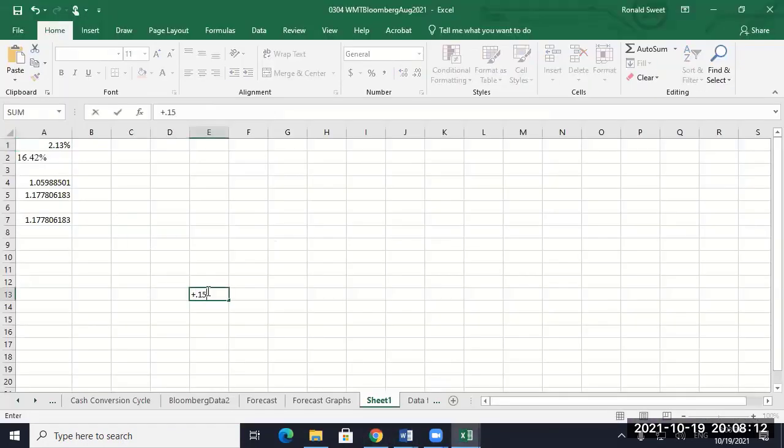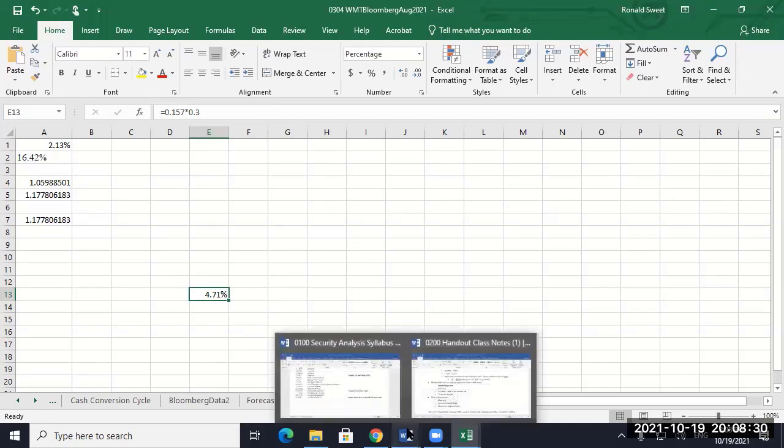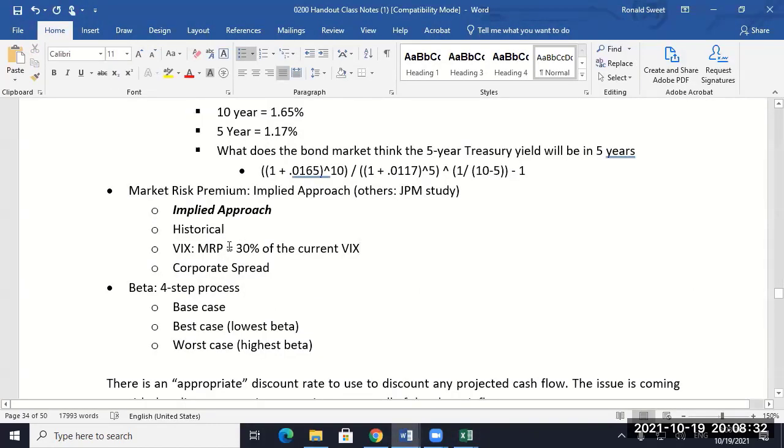15.7, so 0.157 times 0.3. That would give you a current market risk premium of 4.71, which is a fairly reasonable number, maybe a little bit low, but it's a fairly reasonable number. It's a little bit low if you're going to add it to the 165, right? That would make it really low, but that's one approach. I don't remember exactly how they came up with this math, other than maybe they took the VIX and compared it to the historical approach just to see which would work.